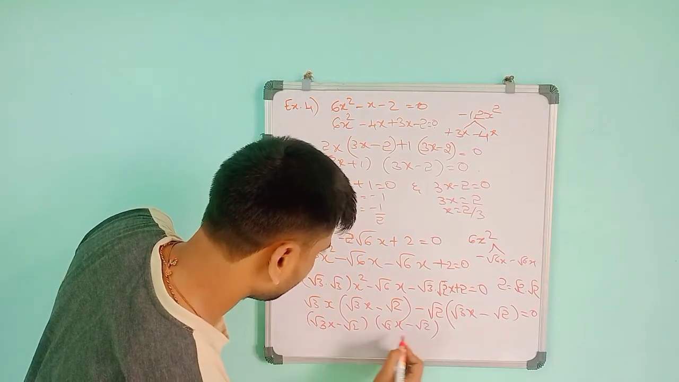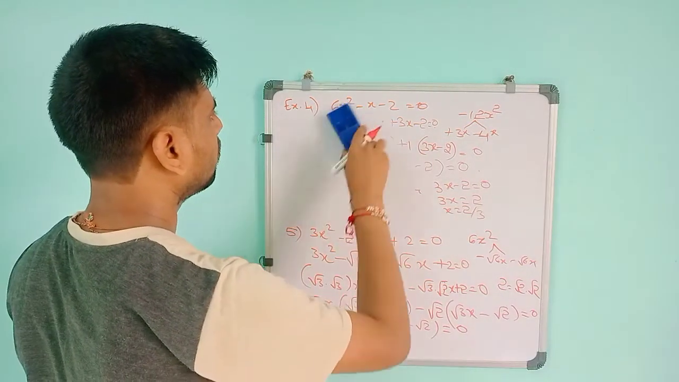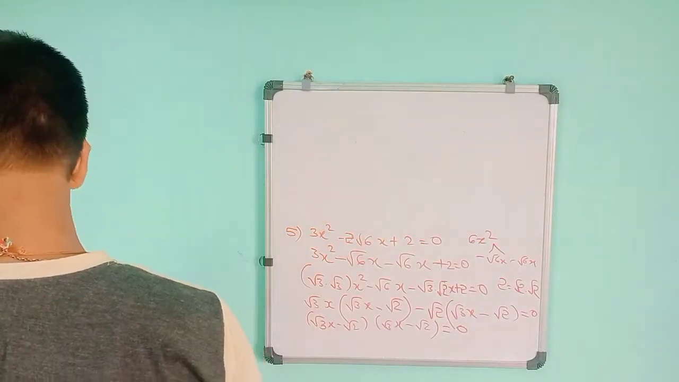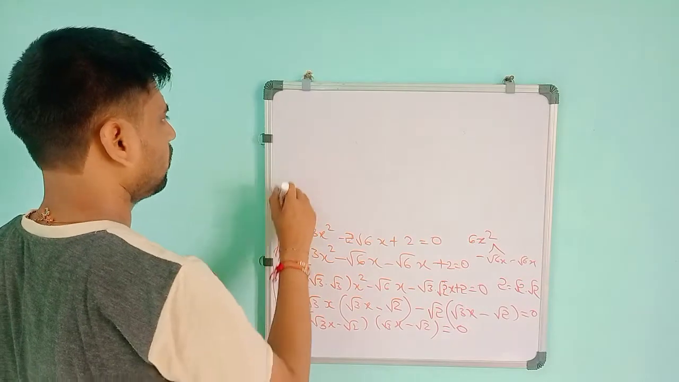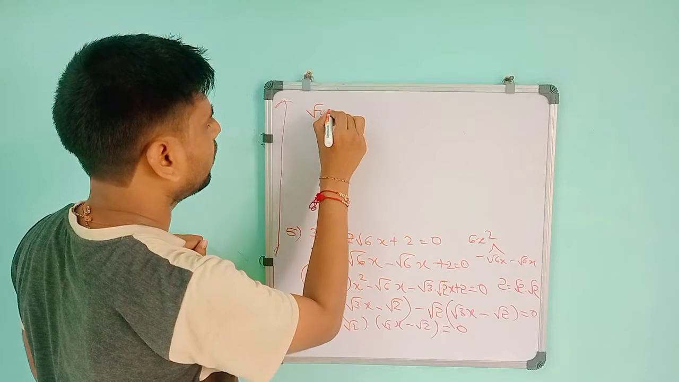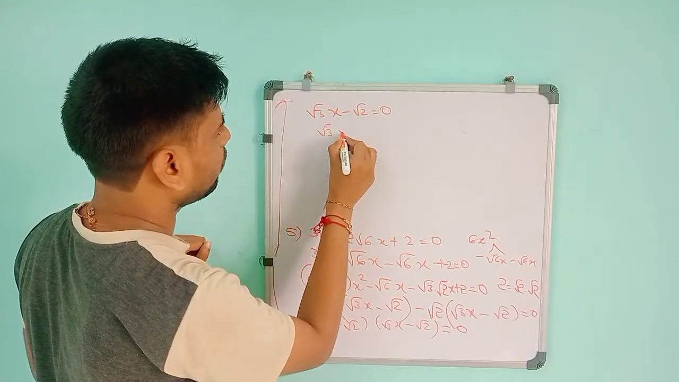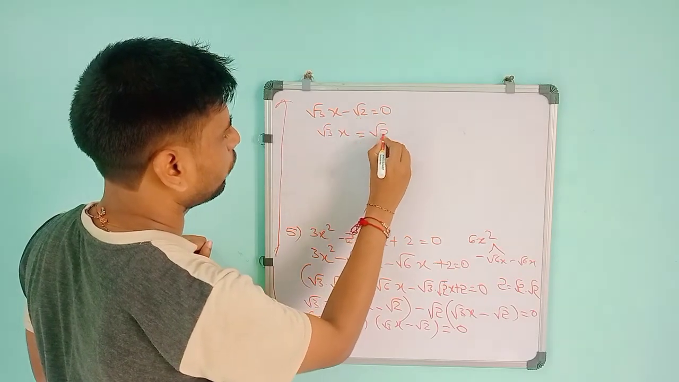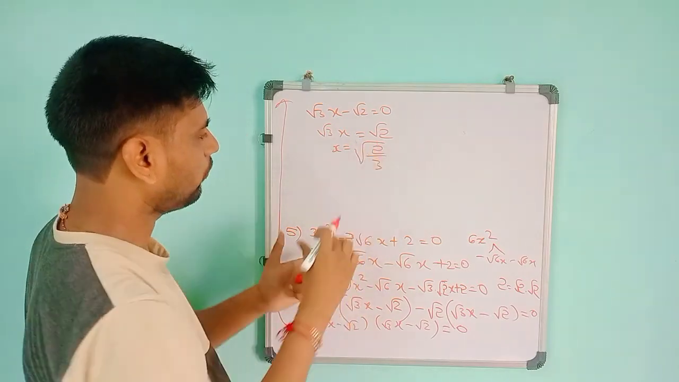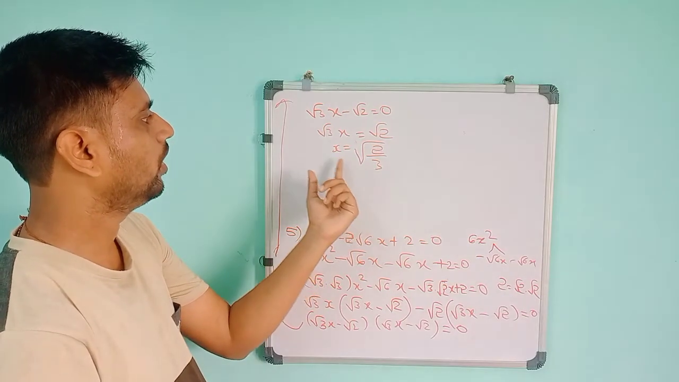Then make it equal to 0. After this one step, root 3x minus root 2, root 3x minus root 2 is equal to 0. So root 3x is equal to, if you send this to this side, it will become minus root 2. Then x is equal to root 2 by 3. Why? In one square root it is root 2 and root 3, so you can write it in one square root. So x is equal to root 2 by 3.